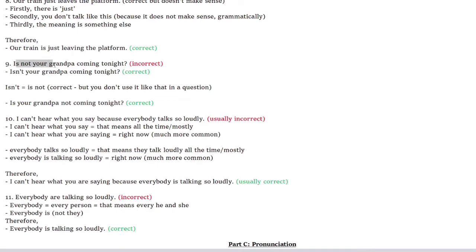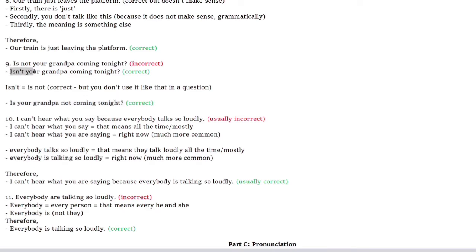9. Is not your grandpa coming tonight? Isn't your grandpa coming tonight is the correct sentence, but you can't separate is and not like that and construct a sentence. If you want to ask this, isn't is equal to is not, but you don't use it like that in a question. In a question you say, is your grandpa not coming tonight? Not is not your grandpa coming tonight, is your grandpa not coming tonight. Now that's a correct sentence.